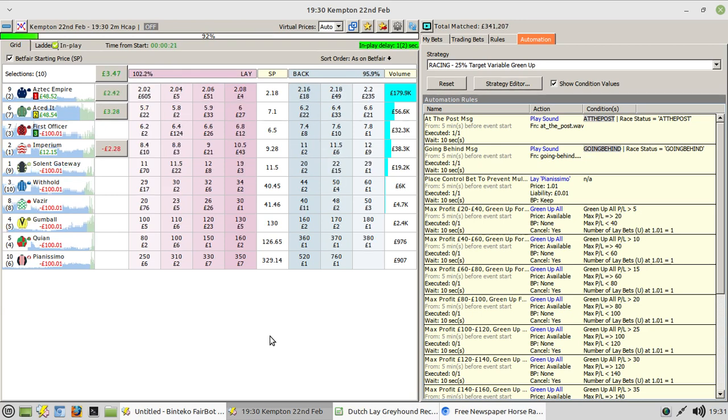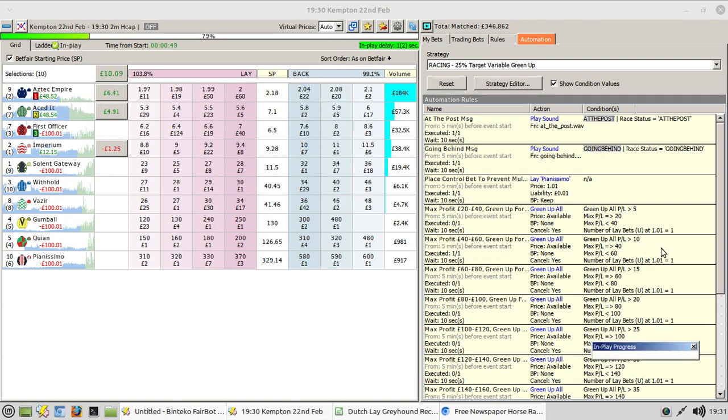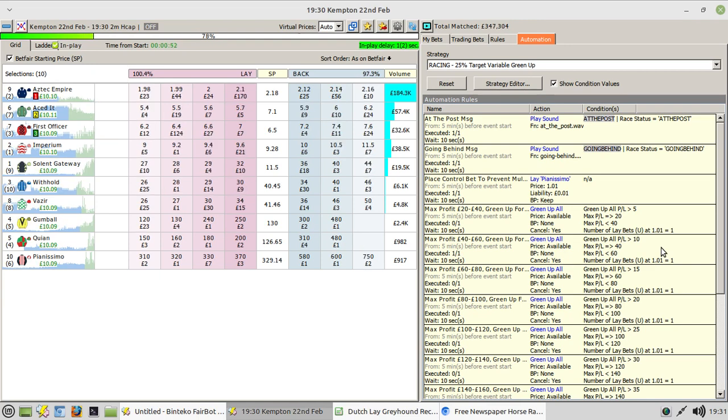Now there isn't, unfortunately, a mathematical way that Fairbot can do it. It can't look at that figure, divide it by four, and there's your green up position. So what I've done is I've set up a number of separate rules split into profit ranges, and then calculated what the green up position will be accordingly. So in the case of £48, that's obviously between 40 and 60. So this should green up for £10, and there it's just done it as I speak. That was well timed.